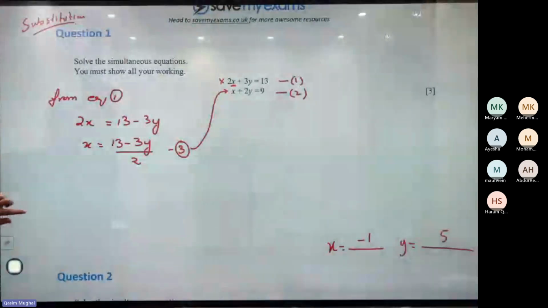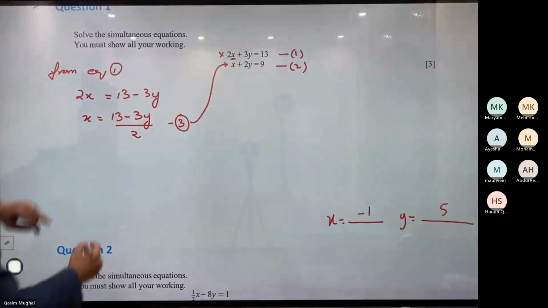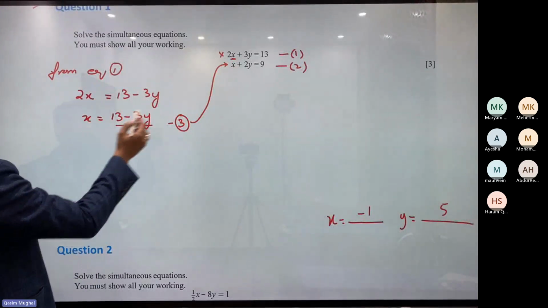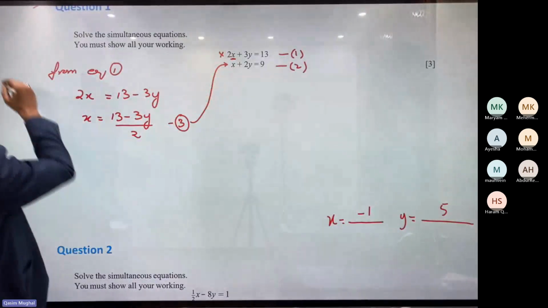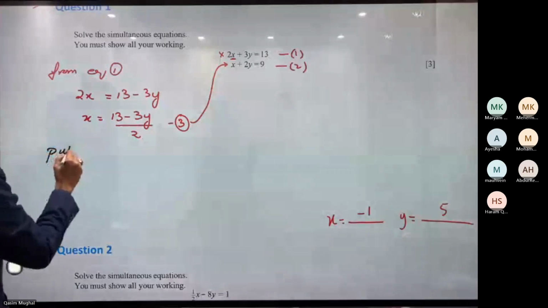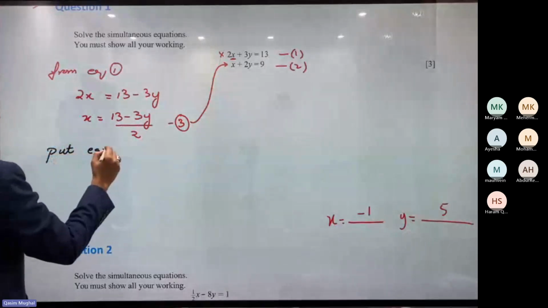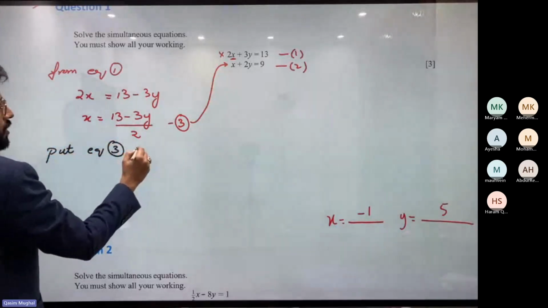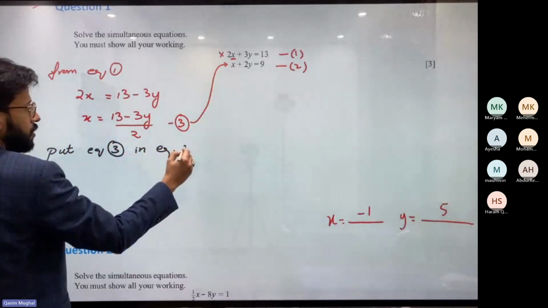Now, next is I'm going to replace this x. यहाँ पे लिख देते हैं. Put or substitute equation 3 in equation 2 now.